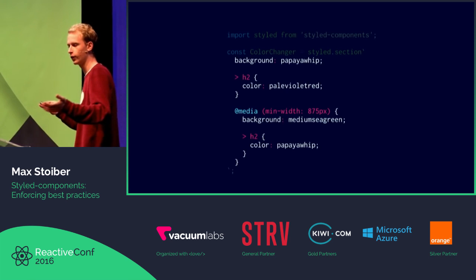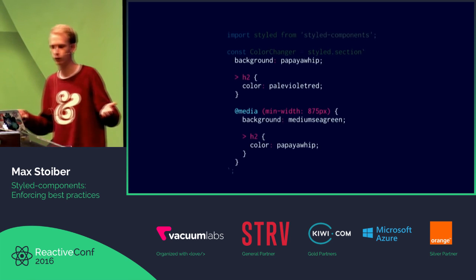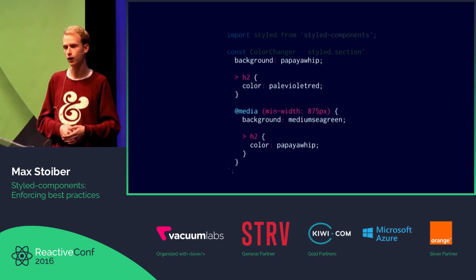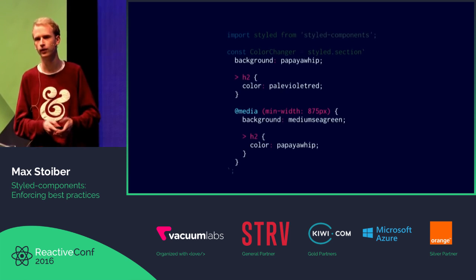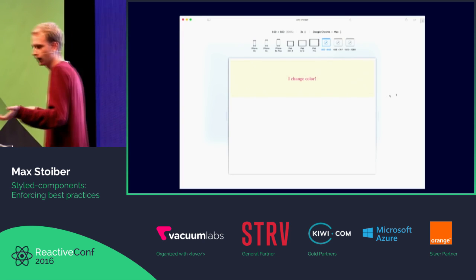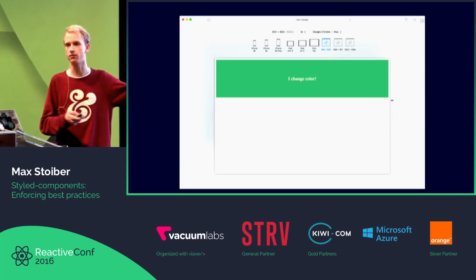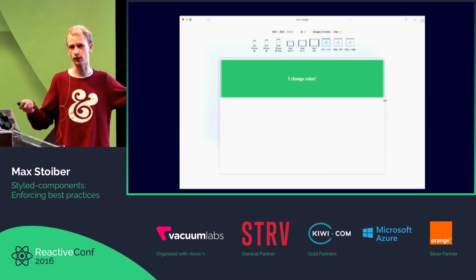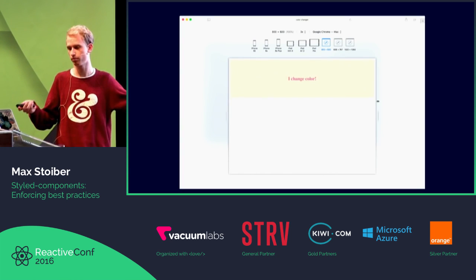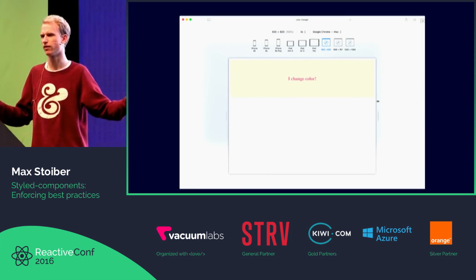Well, if we're over a width of 875 pixels, the background of our box will turn to medium sea green, and the color of the H2 to papaya whip instead. What does that look like in a browser? Well, you know, it's a box. And when you start resizing it, what happens is it turns sea green. And then when you resize it back to small, it turns papaya whip again, right? It's just media queries. It's nothing fancy. It's just CSS.